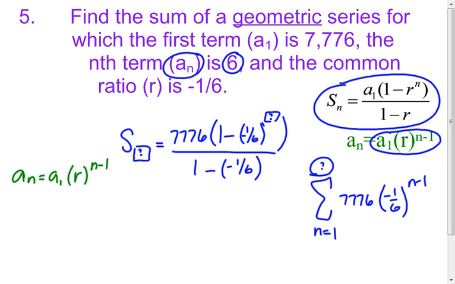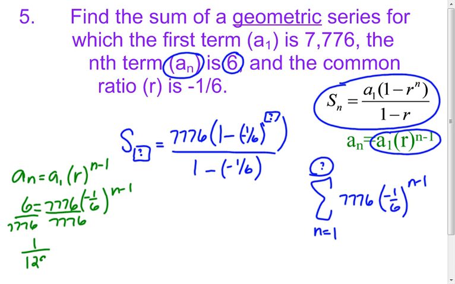Okay, and these are fractions. I know this is kind of ugly. The an in this case is 6. The first term is 7,776. My ratio is negative 1/6 to the n minus 1. I will divide by 7,776. And then I'm going to hit math, enter, enter. 6 divided by 7,776, hit math, enter, enter. And you're going to get 1 over 1296.